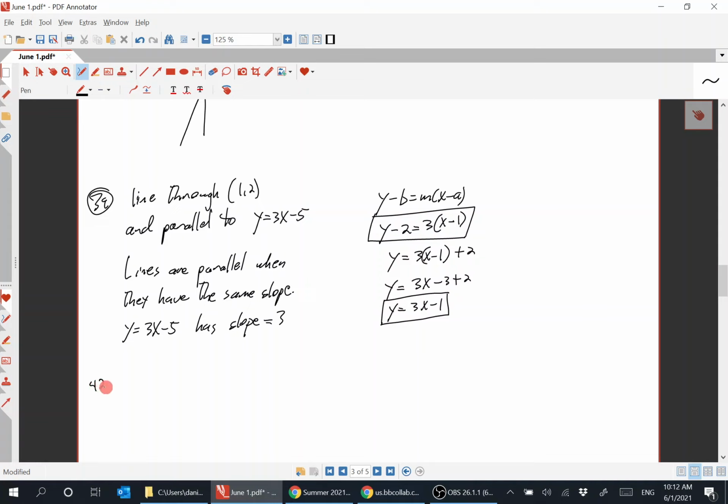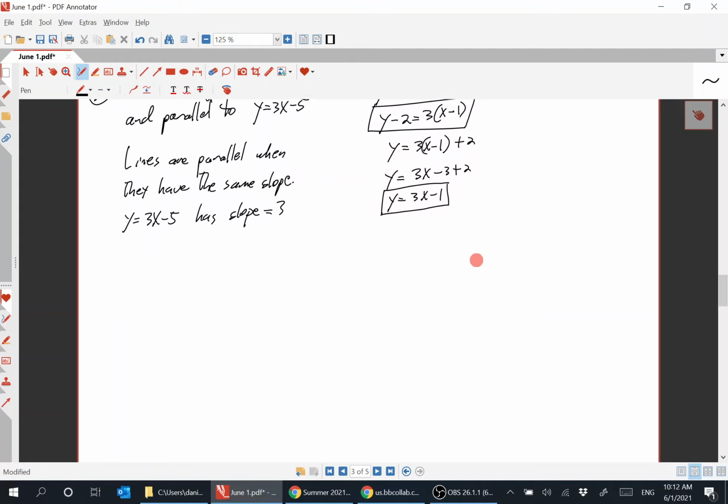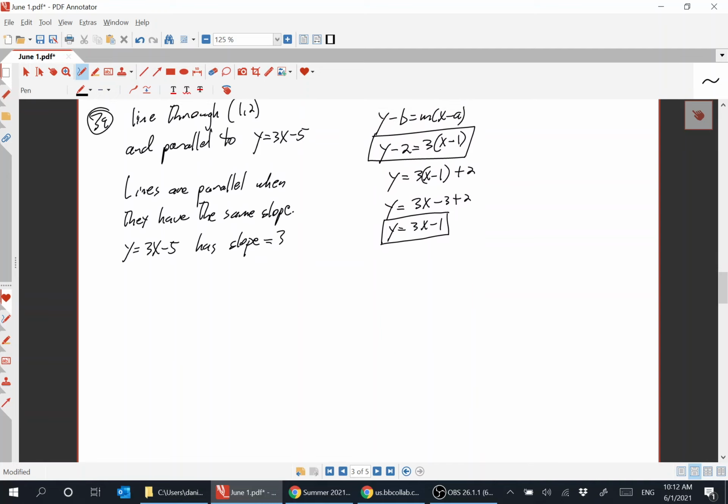In that formula, if a and b represent points on the line, then what are x and y? Well, the x and y is any other point on the line. So every point on the line, (x, y), satisfies that equation.